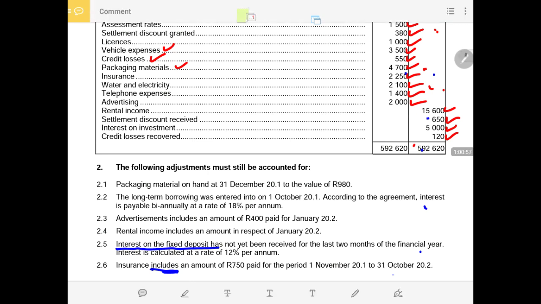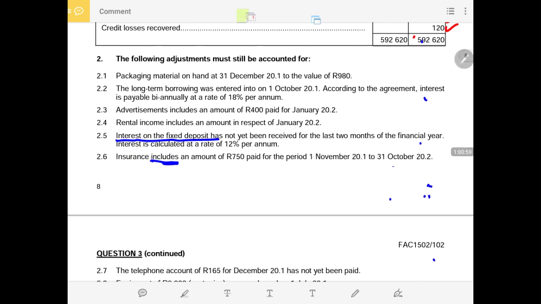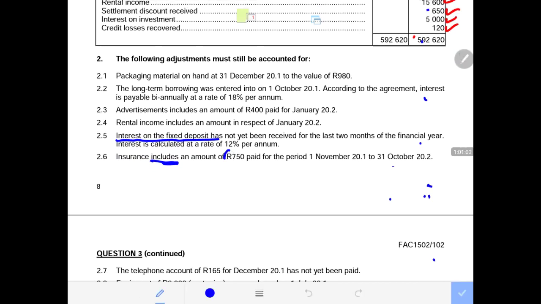They say now, out of the amount that we already paid, there is money inside there. And the money included is 750, which is paid for what? For the period starting November to October next year. Meaning it will be November this year, December this year, and January up until October. That means there are 10 months of next year that we paid this insurance amount for. They say insurance includes an amount of 750 paid for the period from 1st November 2001 to October. That is the full year.